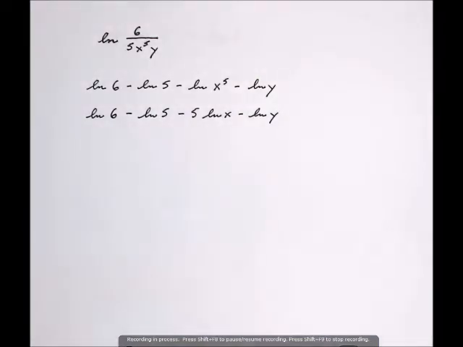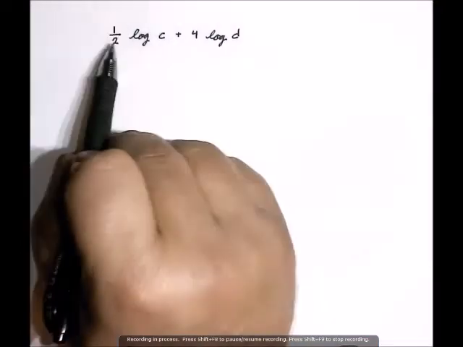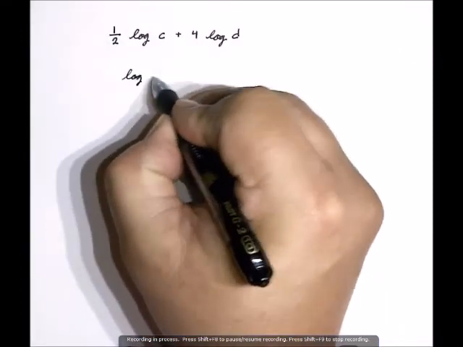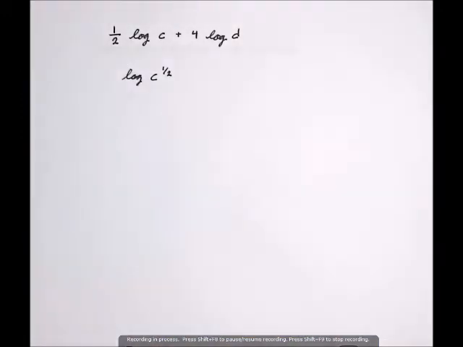So now let's work the other way. Okay, we're going to condense this one into a single logarithm. So what we're going to do here is first get rid of the multiplications. So I'm going to get rid of that 1/2 first. And if you hate c to the 1/2, you could write that as the square root of c. It's exactly the same thing.